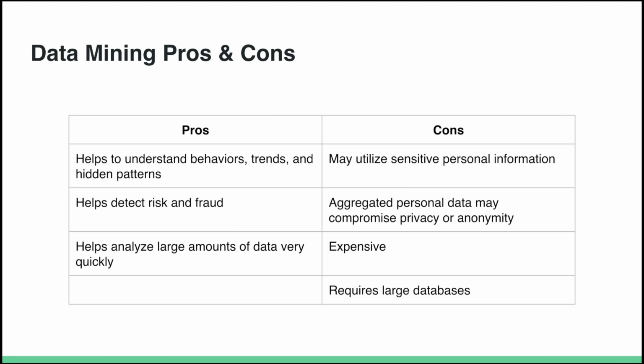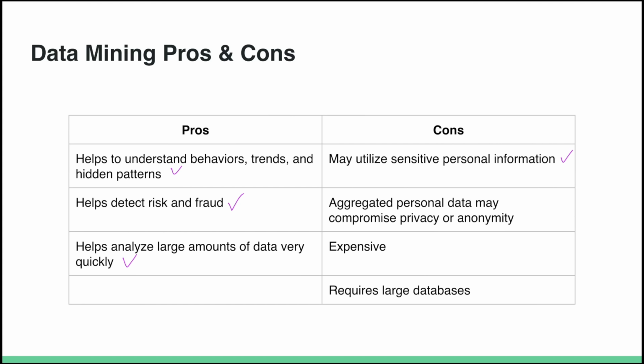Now, the pros and cons of data mining are that it helps us understand behaviors, trends, or hidden patterns. We can detect fraud or risk. And generally, data mining operations, like the 5 that we just mentioned, help analyze large amounts of data very quickly, more quickly than you trying to use an Excel spreadsheet for whatever reason. The cons are that the insights gleaned through data mining use personal information and can reveal insights that might compromise privacy or anonymity.